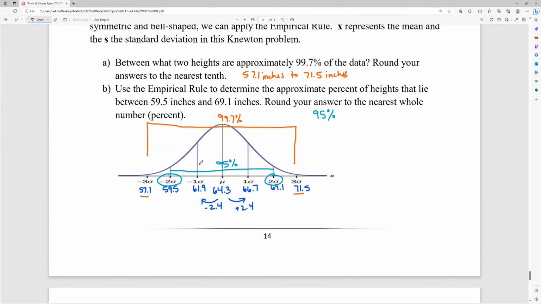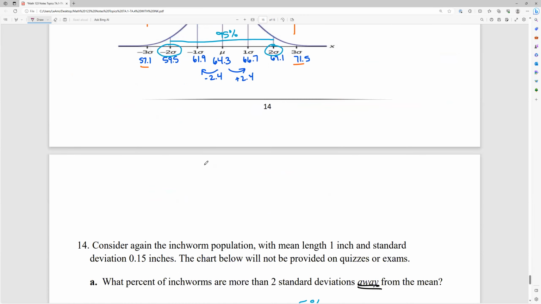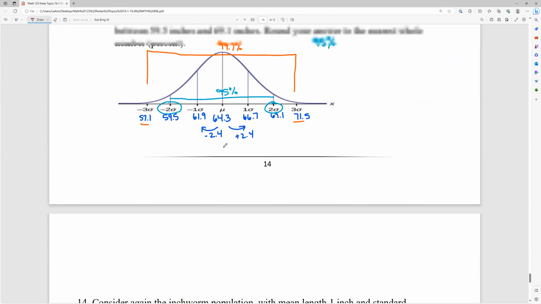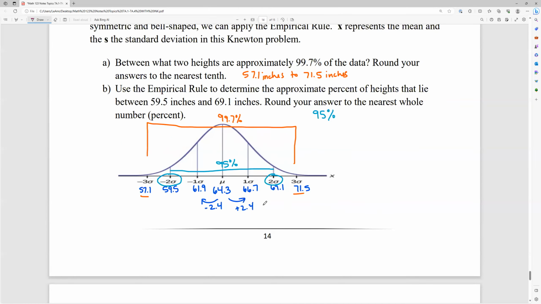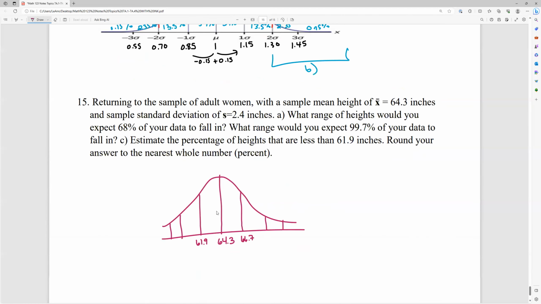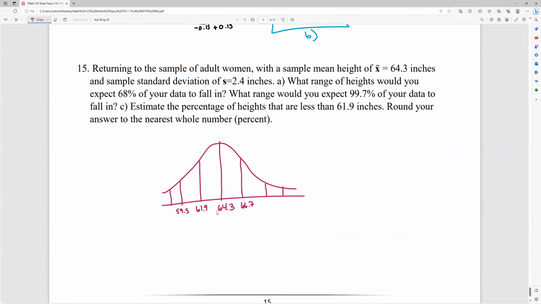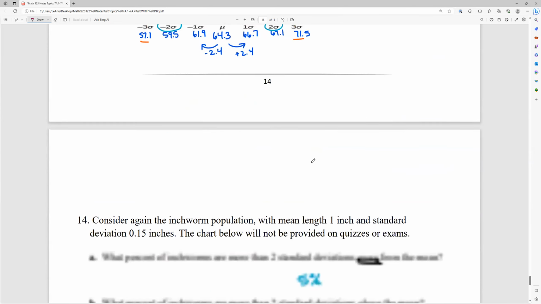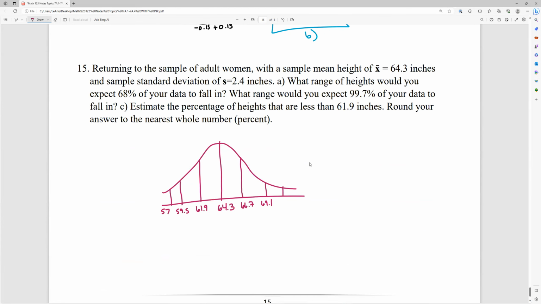So the second group was 61.9 and 66.7. And then we had 59.5 to 69.1. So I'm just recreating the graph we already did. 57.1 and 71.5. So remember, this was adding the 2.4 over and over again and subtracting it, okay?